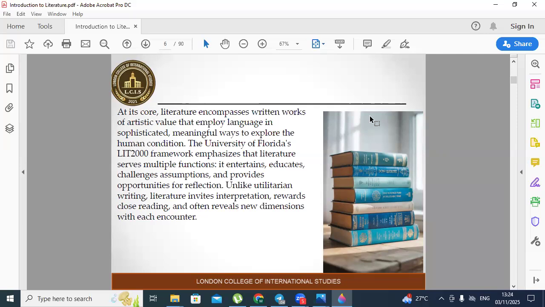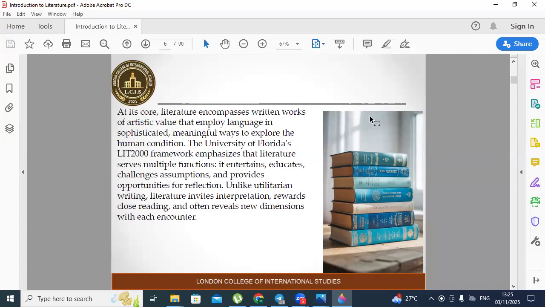A grocery list or instruction manual, while functional, lacks literary quality. Second, literature uses language sophisticatedly and meaningfully. Literary authors make conscious choices about every word, every sentence structure, every image. Third, literature explores the human condition, our experiences, emotions, relationships, societies, and the fundamental questions of existence.